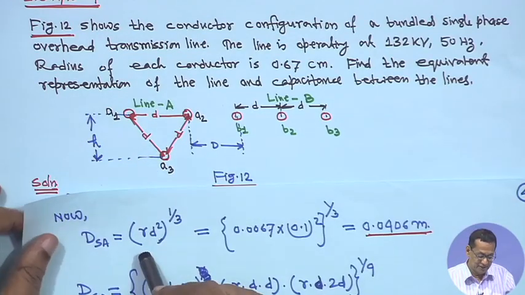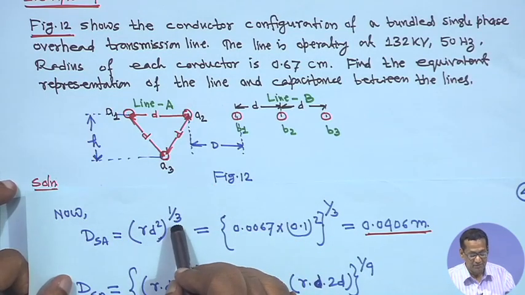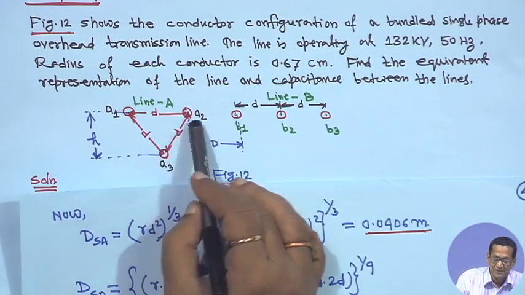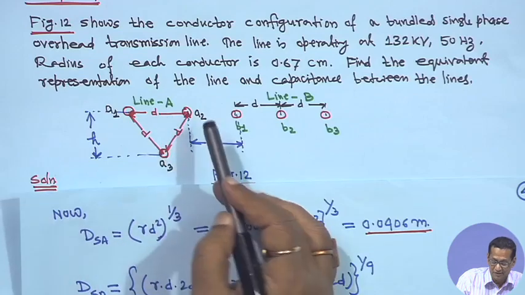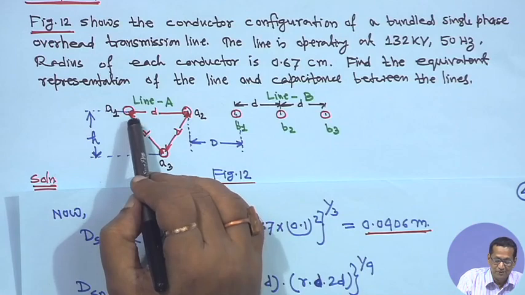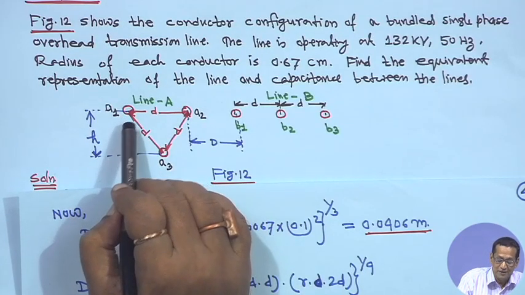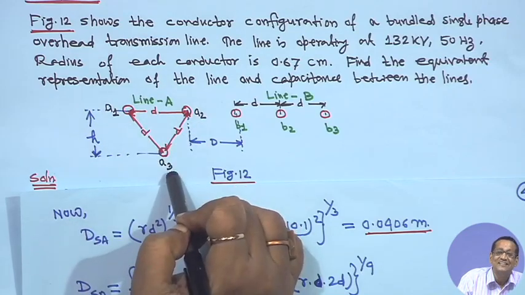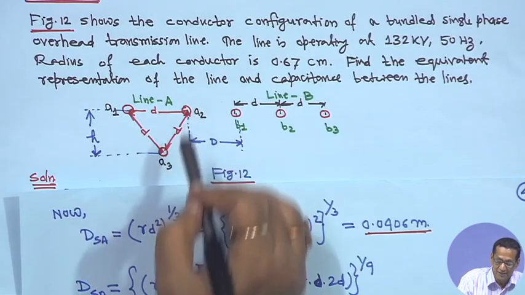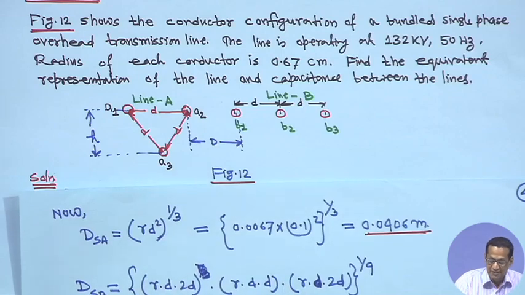So, DSA, that will be for this one actually (R D square) to the power 1/3, right. For A, you need not consider all because it is a symmetrical spacing and equilateral triangle, just one conductor you make it. In general, if you consider this conductor, it will be D A1 into D A1 A2 into D A1 A3. So, D A1 is R and D A1 A3 is D, and this is also D. So, (R D square) to the power 1/3, because 3 distances, right. So, that is actually DSA.